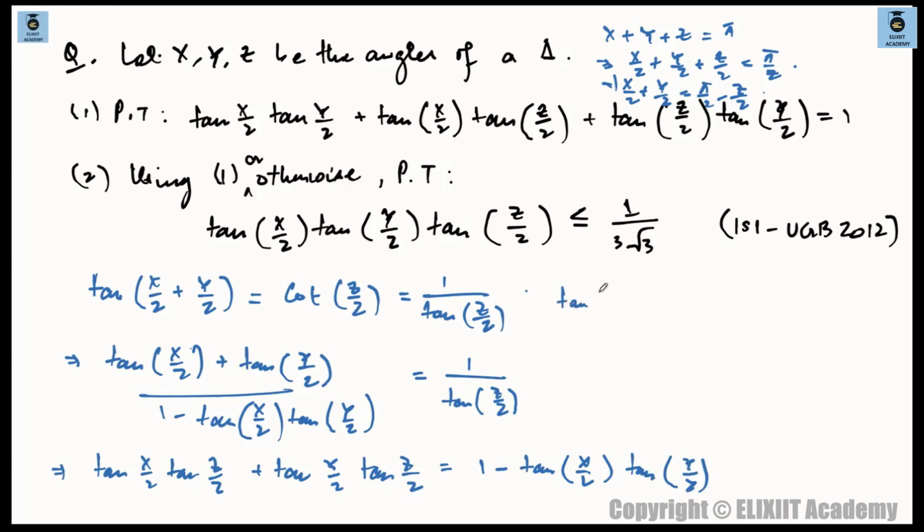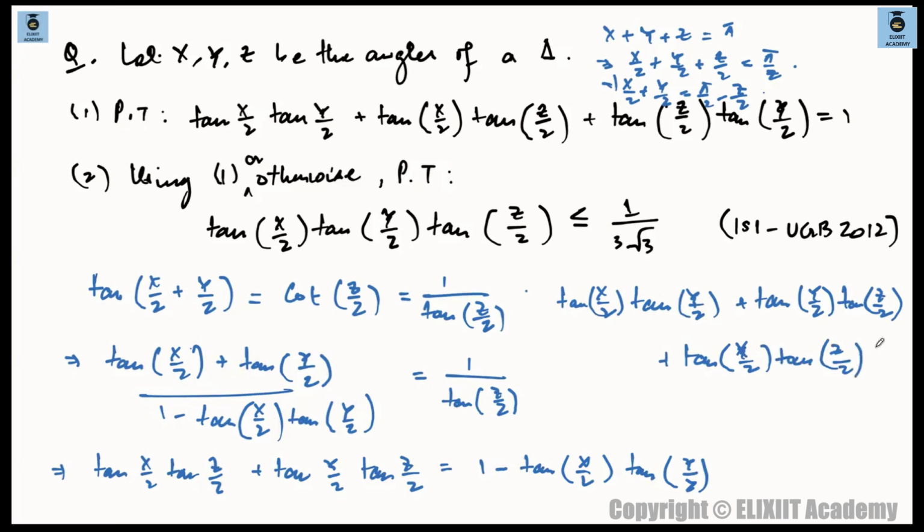So tan x by 2 tan y by 2 plus tan y by 2 tan z by 2 plus tan x by 2 tan z by 2, and this is equal to 1.